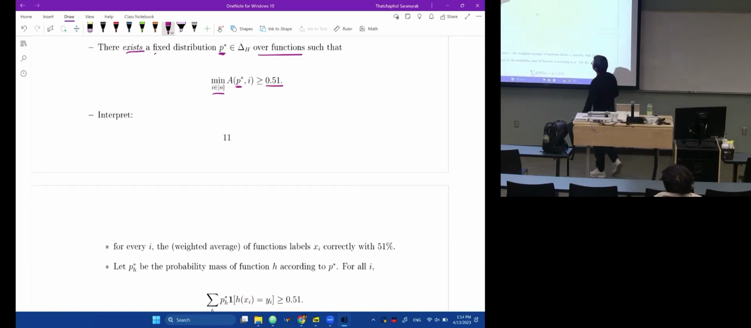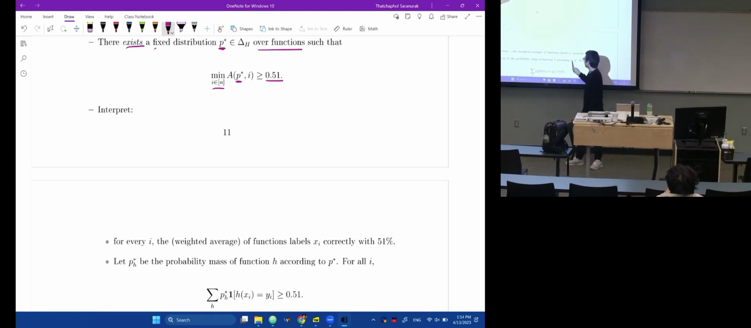It means that P star is such that for every i, for every data point, when you look at the weighted average of functions according to P star, it labels xi correctly with more than 51%.